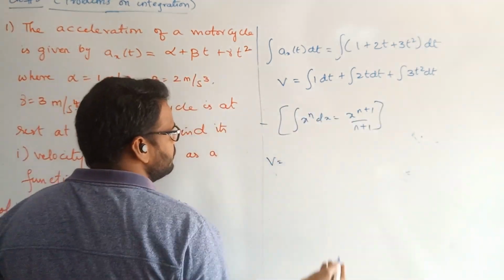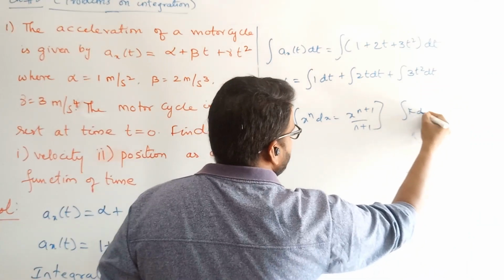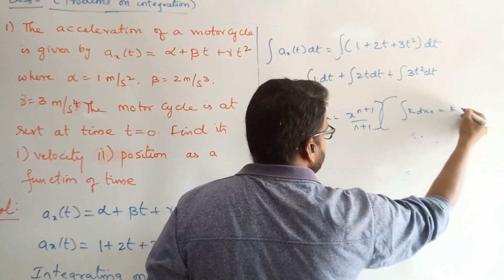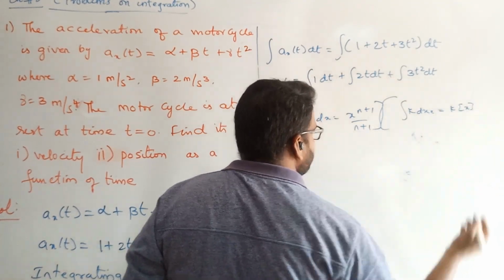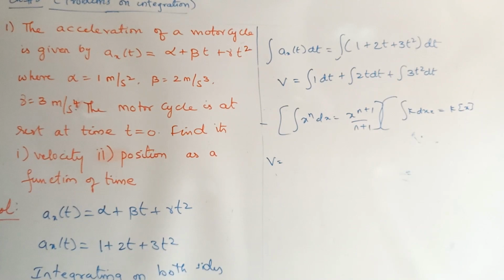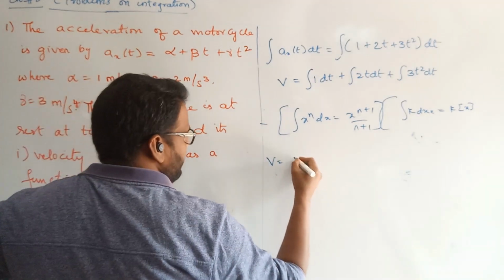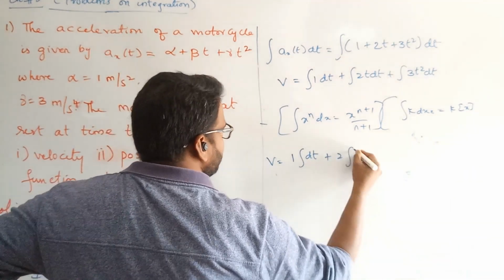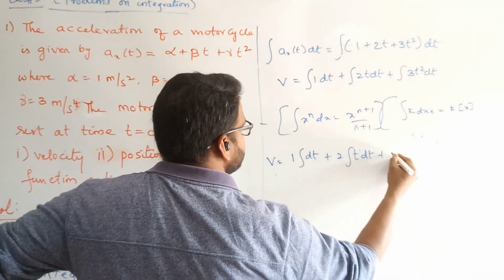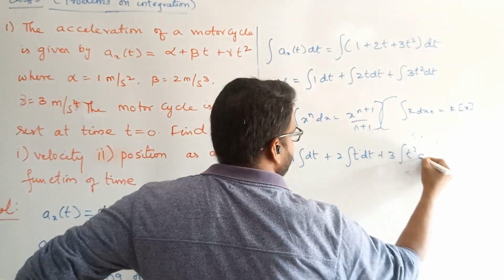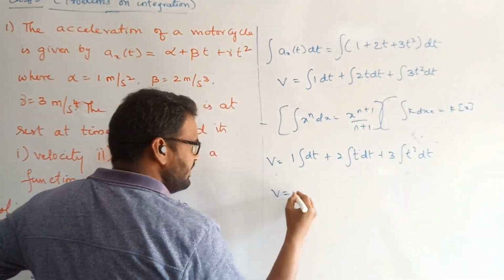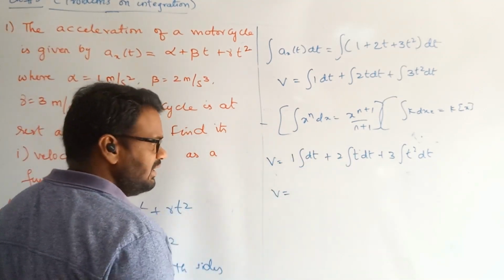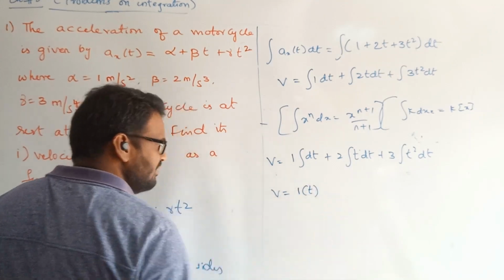One more formula: integration of k into dx, for some constant k. K would come out of this, giving k times the integration of dx, which is x. Integration of dx is x. Accordingly, you can now write 1 out of this: integration of dt plus 2 times integration of t dt plus 3 times integration of t square dt. We have to integrate each term separately. What is the integration of 1 times dt? It gives rise to t itself.